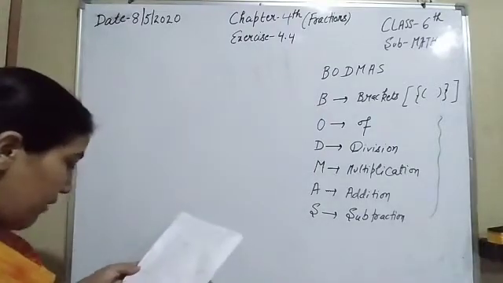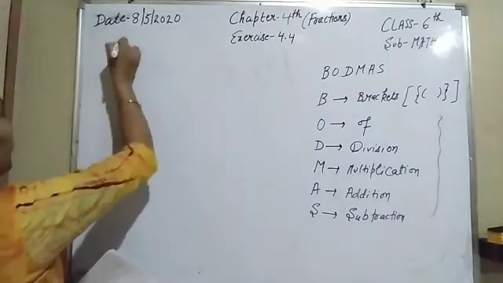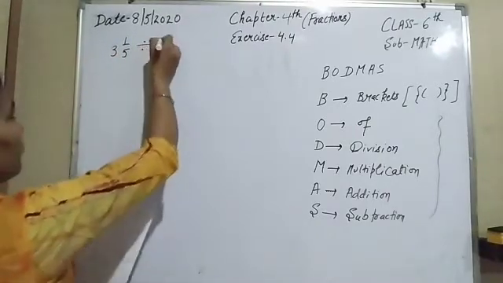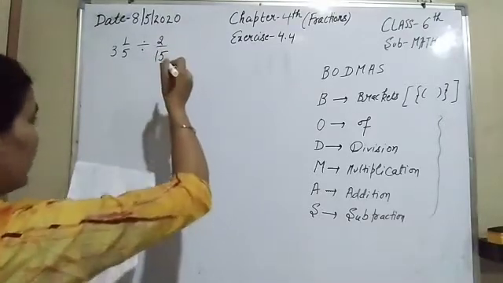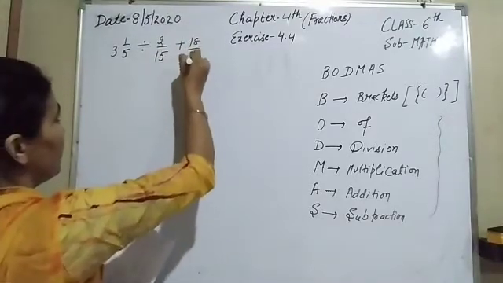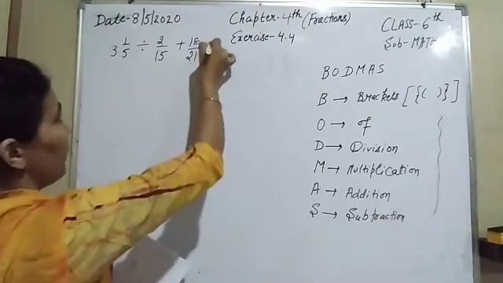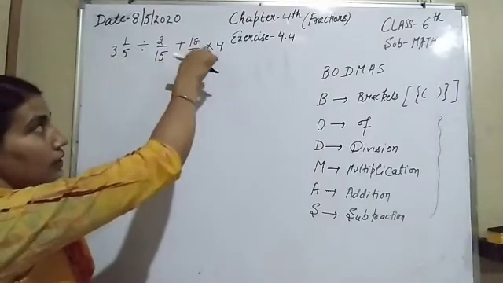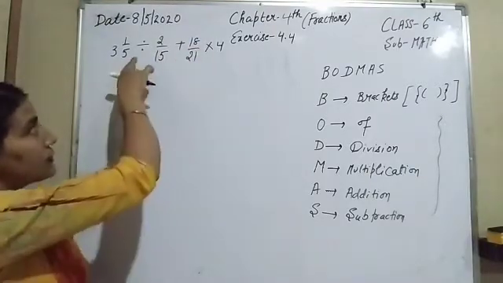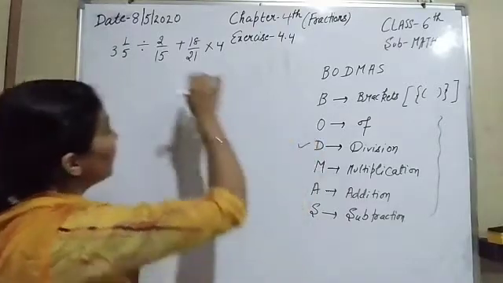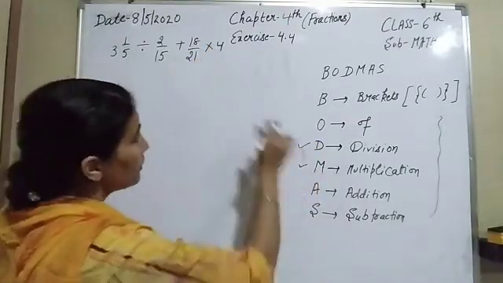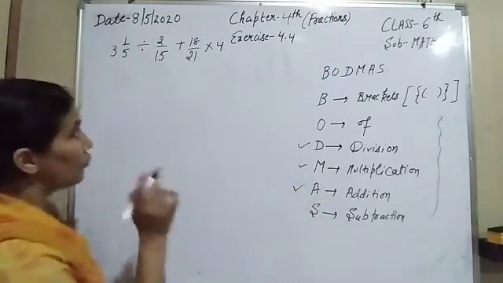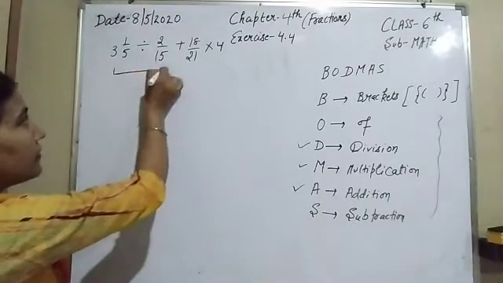Okay, now the next part we have to solve 3 into 1 by 5, that is in the mixed fraction form, divided by 2 by 15 and plus 18 by 21, and last is multiply 4. Now the symbols are division, addition and multiplication. So according to the rule, firstly we have to solve the division, after that multiplication, and lastly we have to solve the addition. So firstly we have to solve this division part.